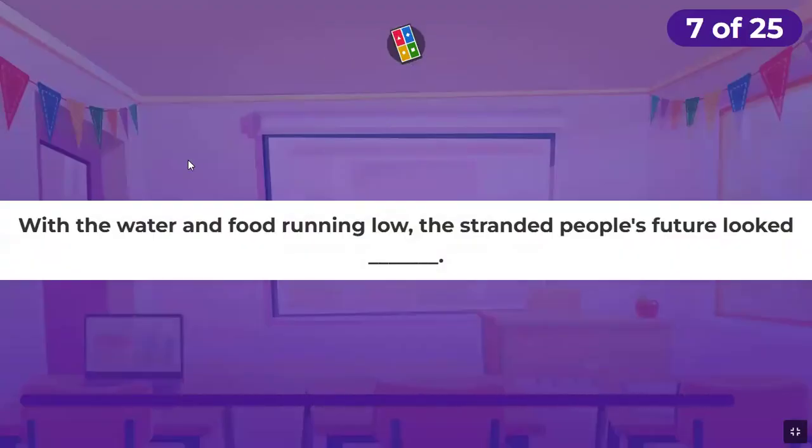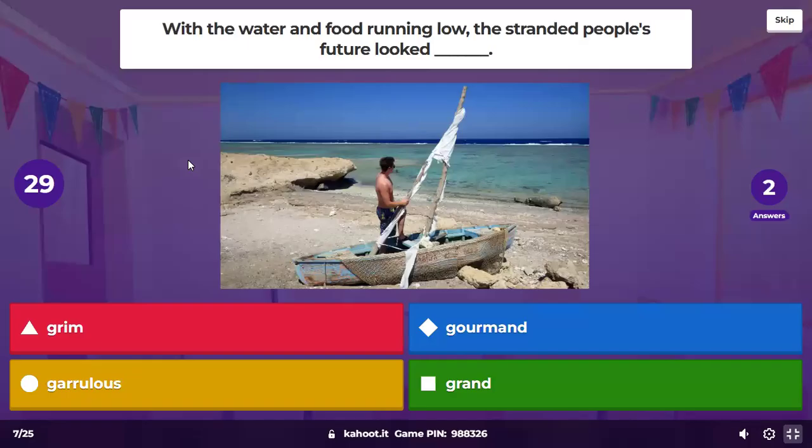With the water and food running low, the stranded people's future look blank. I'm cooking right now. Logan, hold your head.